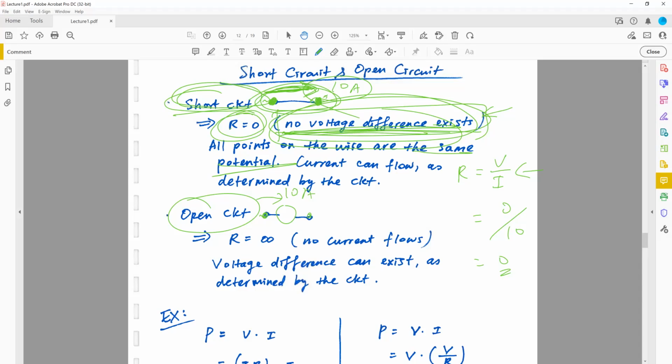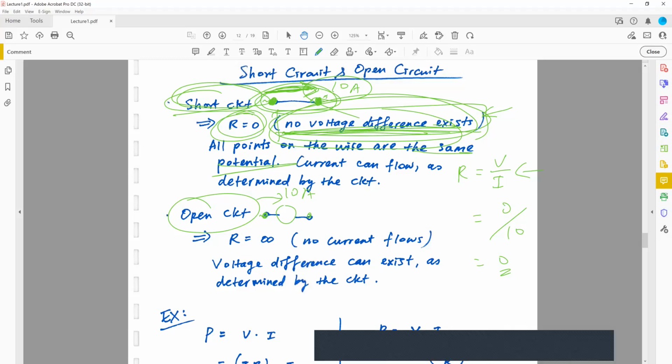Open is like a cliff. You try to push some current there, but it's never going to make it to the other end, because you have a cliff. It's going to send this current right down into this open, without even making it to the other side.